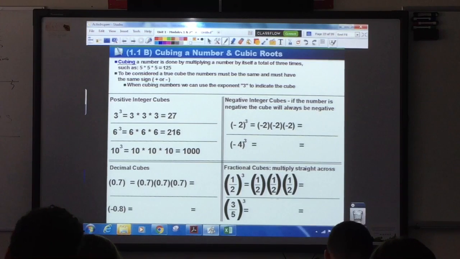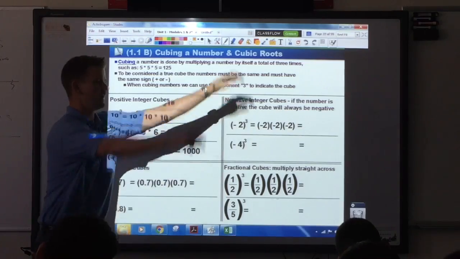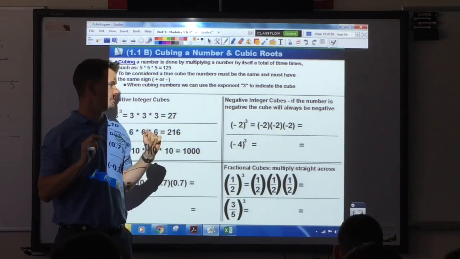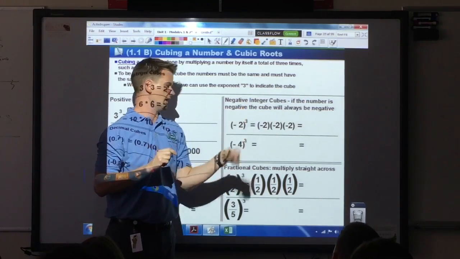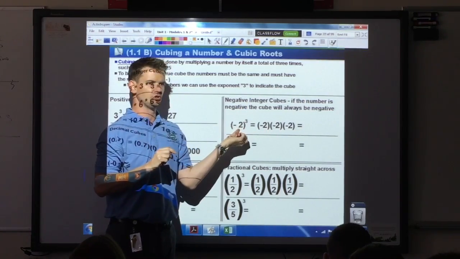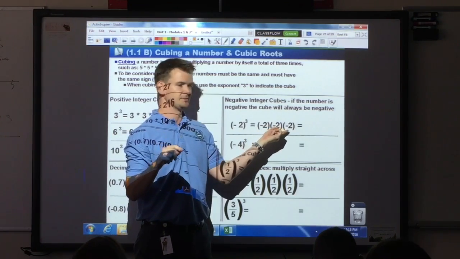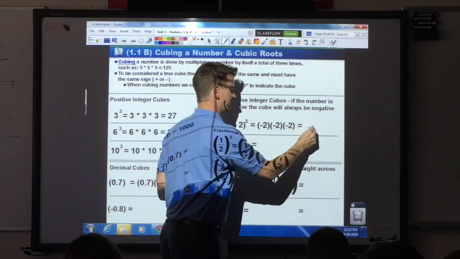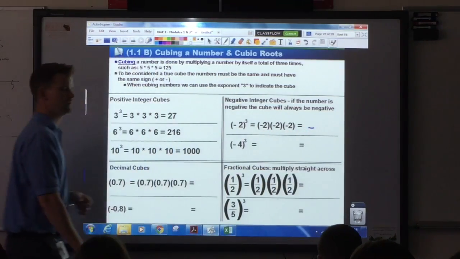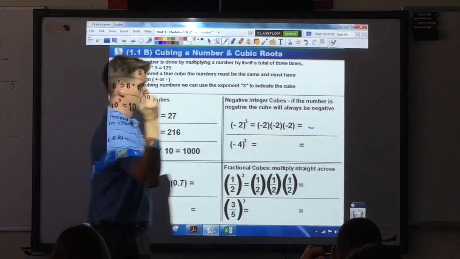Once again, instead of twice, you're just multiplying 3 times in a row. We can also have negative cubes. Very important: if the number is negative, the cube will always be negative. Here's why. When you multiply out negative 2 cubed, we know that 2 negatives make a positive, but then a positive times that last negative will make our answer negative. Every negative cube, the product will always be negative. Then you just do 2 times 2 times 2, which is, class, 8.